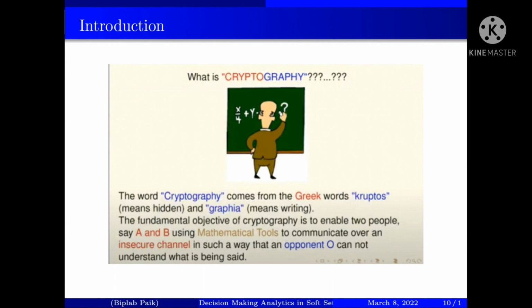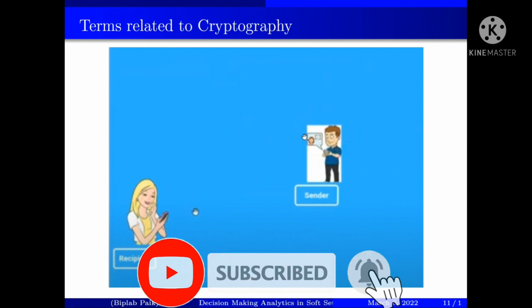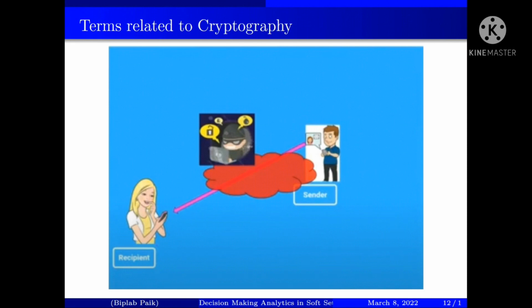The term cryptography came out of two Greek words named kryptos, which means hidden, and graphia, which means writing. So cryptography is nothing but the art of writing secret messages. A few terms related to this cryptography are as follows. Suppose the person who sends the message is called the sender, and the person who receives the message is called the recipient. Now the problem is, a bad guy is there to listen to what is being sent.